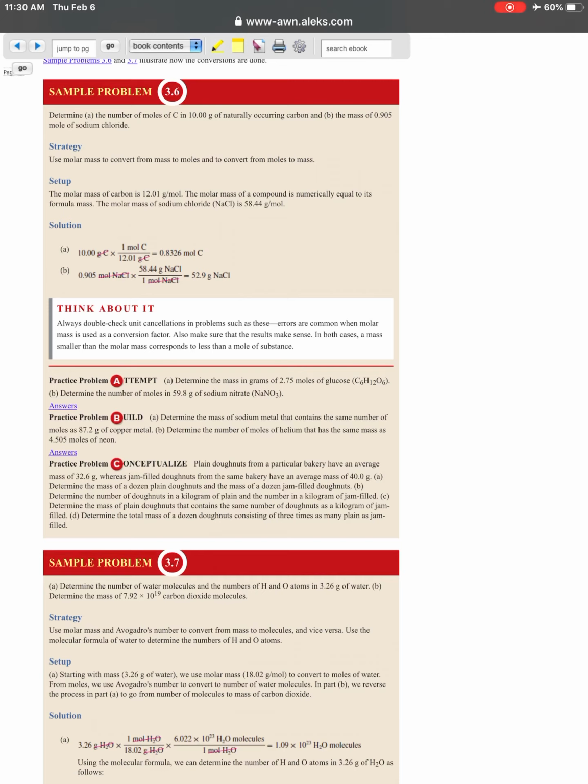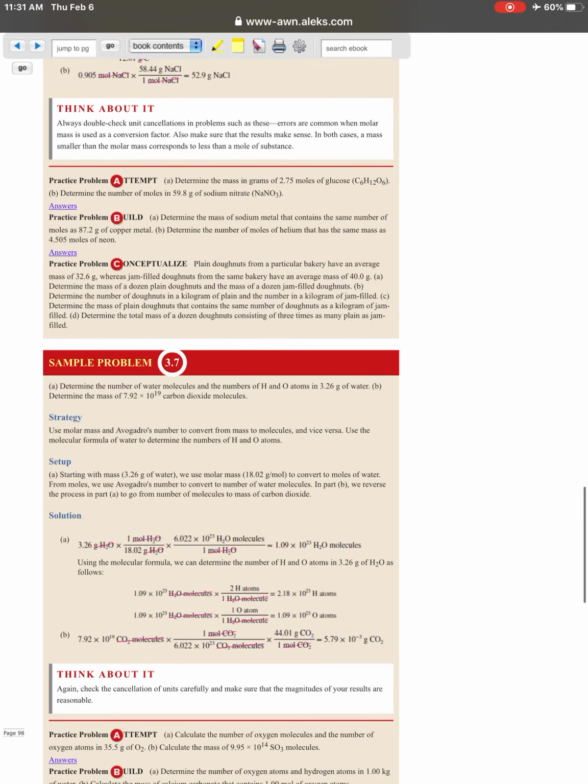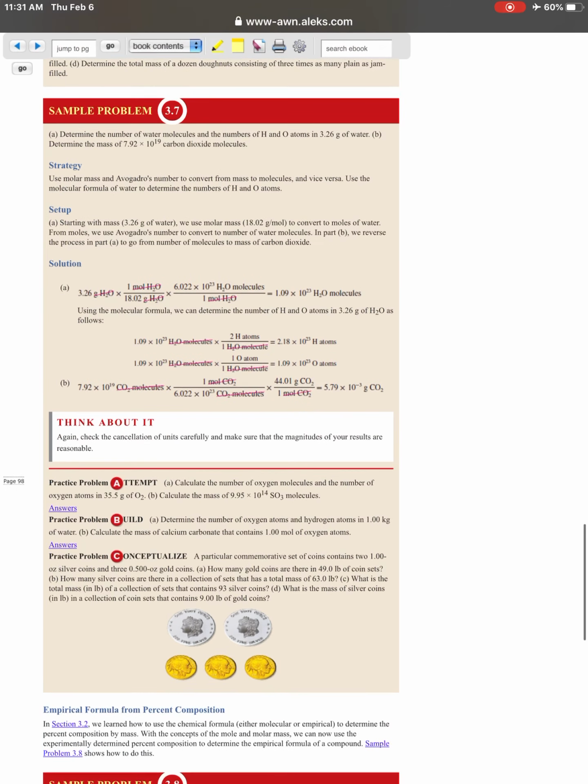Where'd that 58.44 come from? Do you remember when you calculated molecular mass early in the chapter? It's the same calculation. Molar mass is calculated by taking the atomic masses of the elements, adding them together for the formula. 1 sodium, 1 chlorine. Sodium is 22.99 grams. Chlorine is 35.45 grams. Those are from the periodic table. You add those two numbers together, you get 58.44. And then you can use that chart to show that. Practice problems, try those. Here's another sample problem.